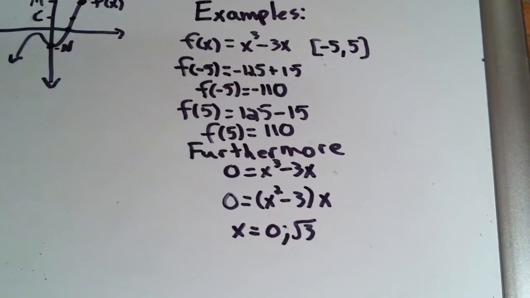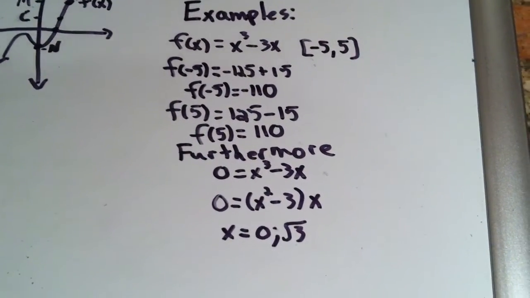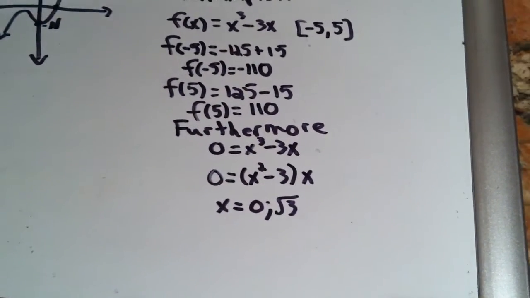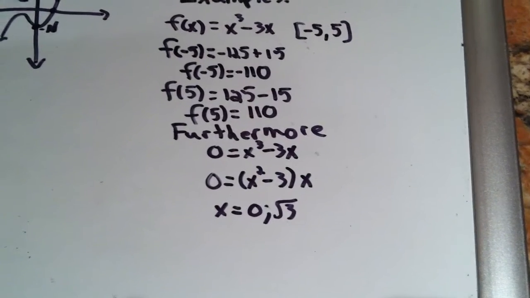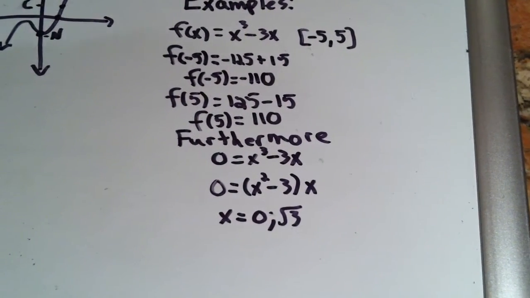Furthermore, we could evaluate the function to find out what exactly these points are. So we set it equal to 0, as you can see. Do a little factoring, and we can see that at both 0 and the square root of 3, the function is equal to 0. And that's the IVT.